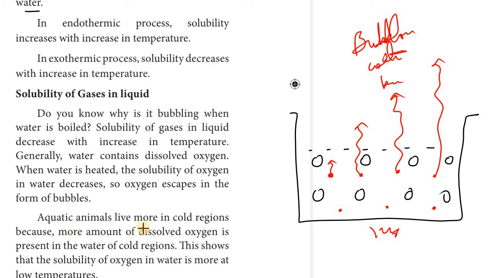Now, aquatic animals live more in cold regions because a greater amount of dissolved oxygen is present in the water of cold regions. This shows that the solubility of oxygen in water is more at lower temperature, because at that time more and more oxygen can be dissolved in water, and it will not normally escape because its energy is also low. So if you heat it, their kinetic energy increases, and then they break the bonds in this water and just escape the water.